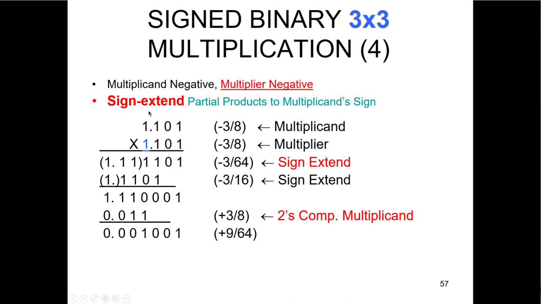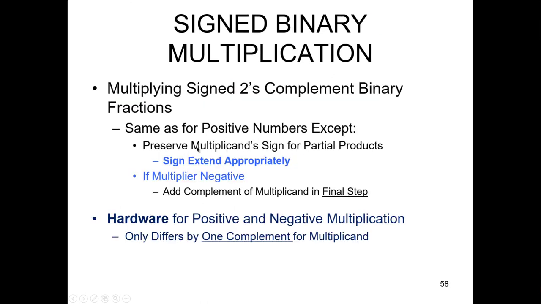All right, now if you have multiplicand negative, multiplier negative, sign extend partial products to the multiplicand sign. So now you have to sign extend with ones here. And then, did I miss something?